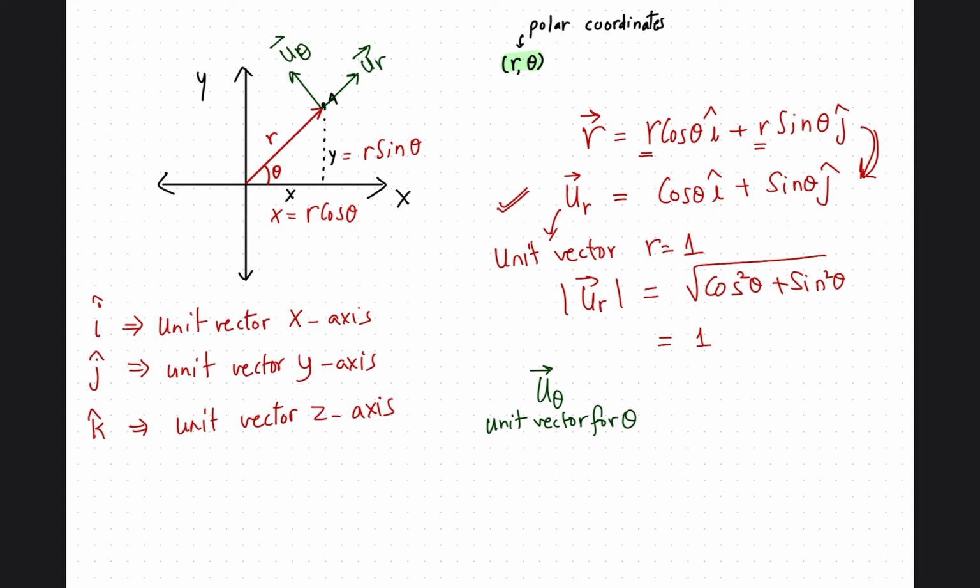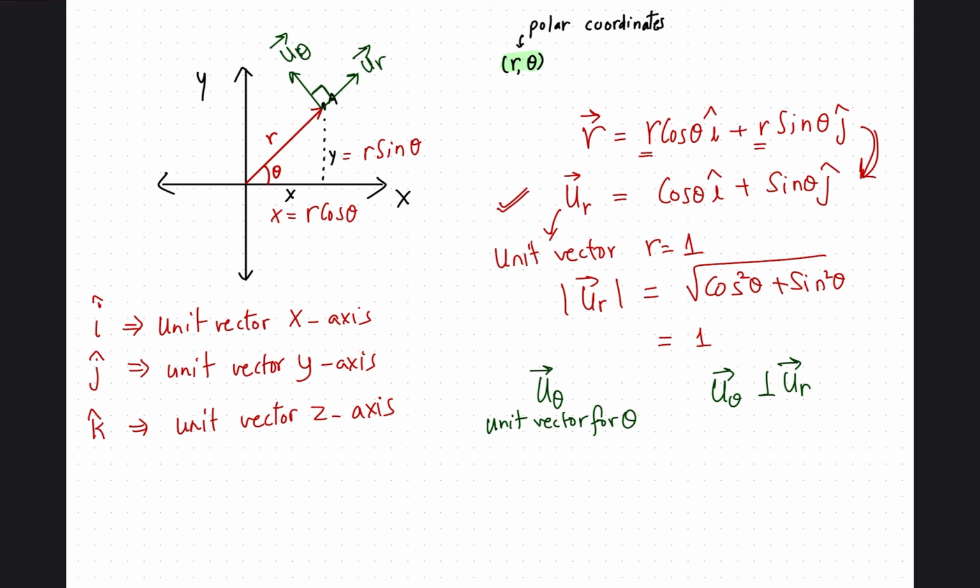So that's the direction in which theta is increasing. That's why I'm drawing it like this, because it's showing me the direction in which theta is increasing. So U theta will be making a 90-degree angle with UR. So U theta and UR are perpendicular to each other.